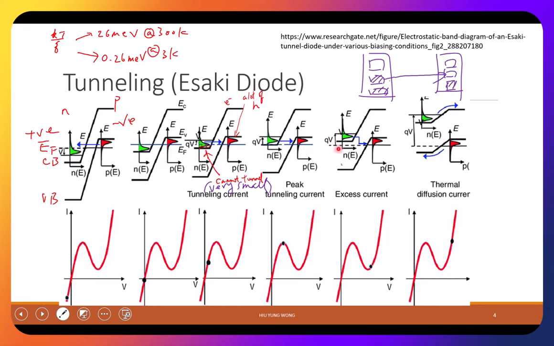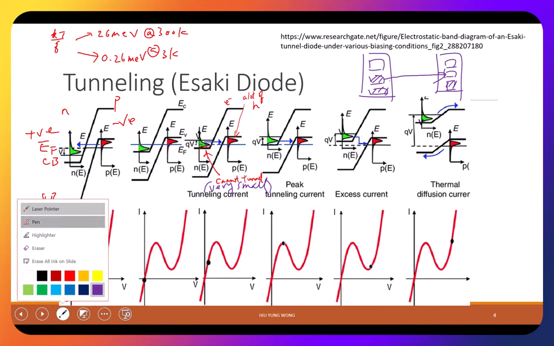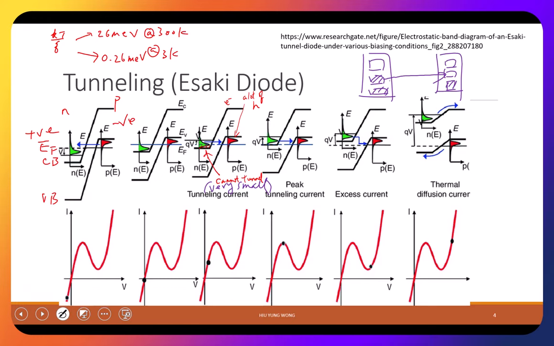Now the problem is that if I keep increasing, you will expect the current to keep increasing, right? But unfortunately or fortunately, it does not. The reason is that now when you keep moving up, here I don't have any electrons because it is the band gap. I can only tunnel from here to here, but look at this.